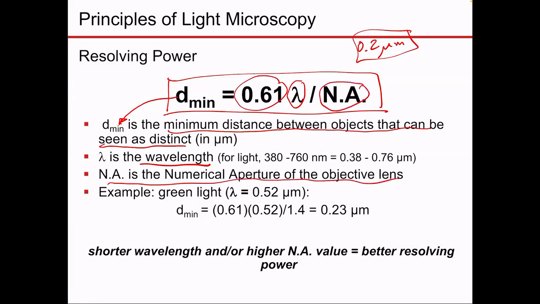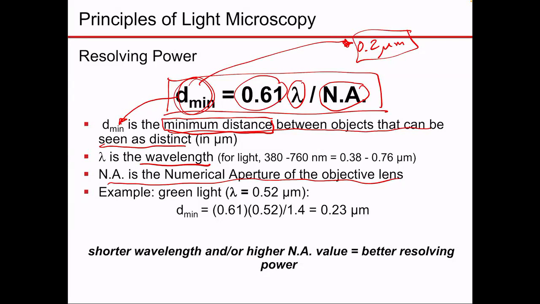So if you look at this formula right here, you want this distance between objects to be as small as possible in order to have a better resolving power, because this number is giving you the distance at which two objects can be next to each other without losing resolution.